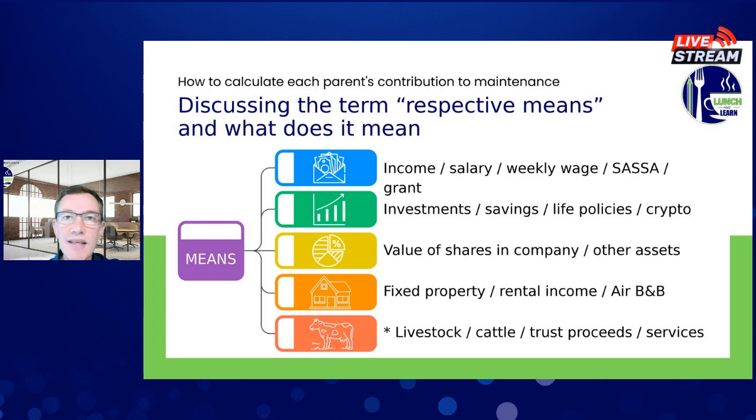So if the father is coming from the Eastern Cape and he has a certain amount of cattle, yes, that also forms part of his asset base. That would also be considered to form part of his means. The reason for that is that he could sell some of those cows or the cattle or the livestock that he has in order to realize and to capitalize on that, to make that money and to pay maintenance.